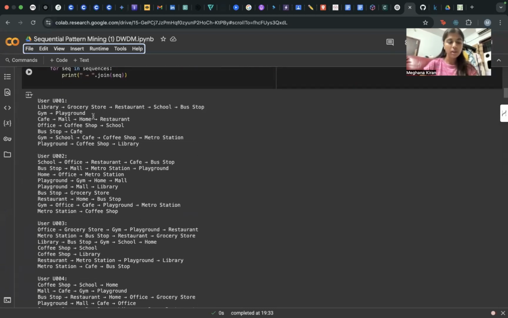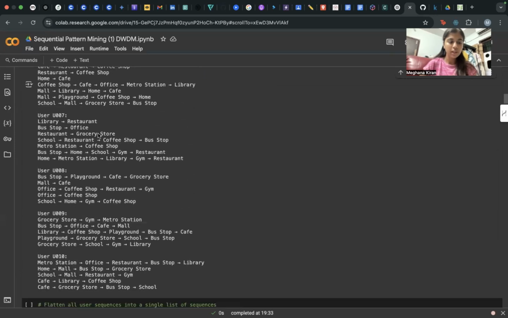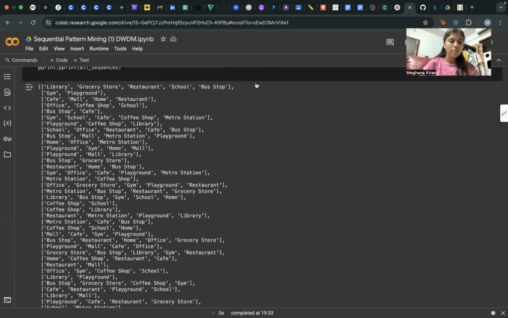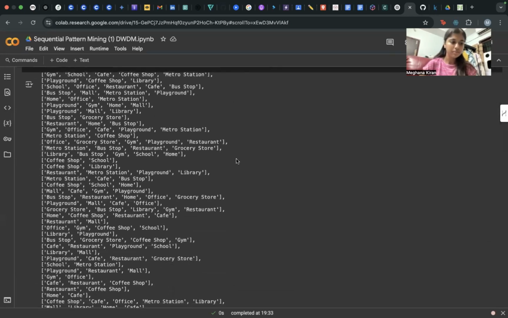So user one, based upon the CSV file, goes from library to grocery store, from grocery to restaurant, restaurant to school, and school to bus stop at different points of time on different days. So this one mobility belongs to one day. This belongs to another one. For all the users here, I've taken 10 users and made it into a list, because we will be feeding this list to algorithms.